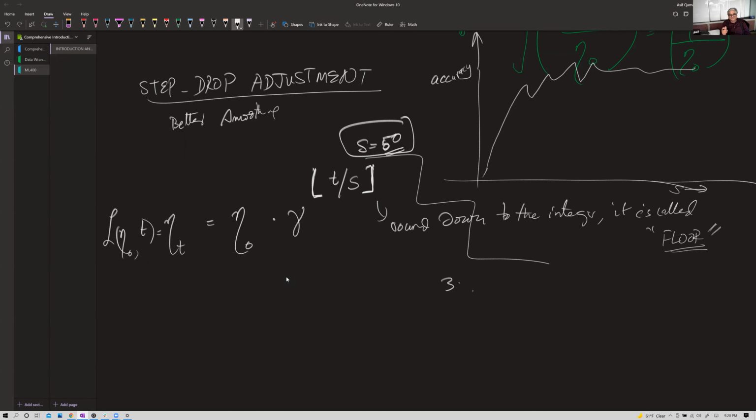Now let's see what happens. Suppose your S is 50. Then let's take T value 23. What will happen? What is gamma to the power of 23 divided by 50, floor? Can somebody tell me what is this value? 0.